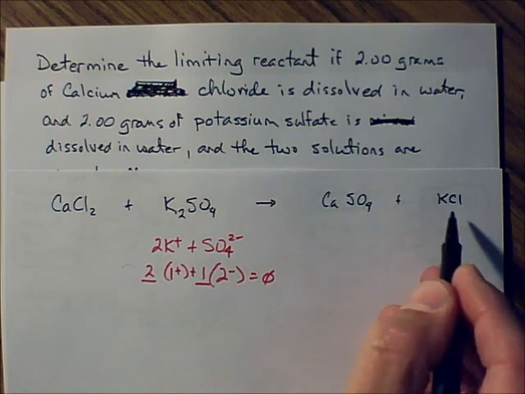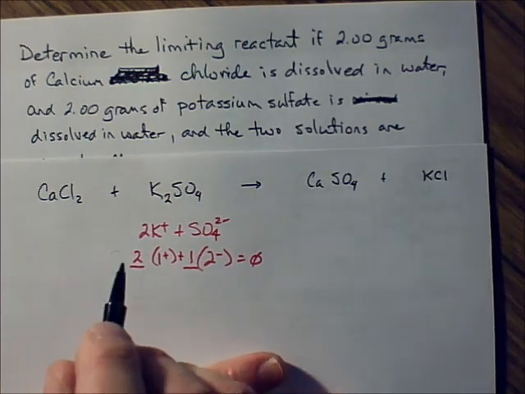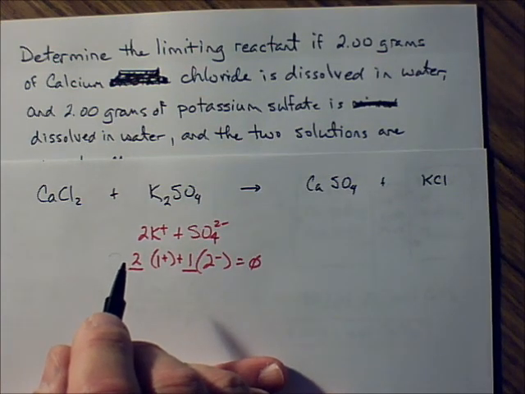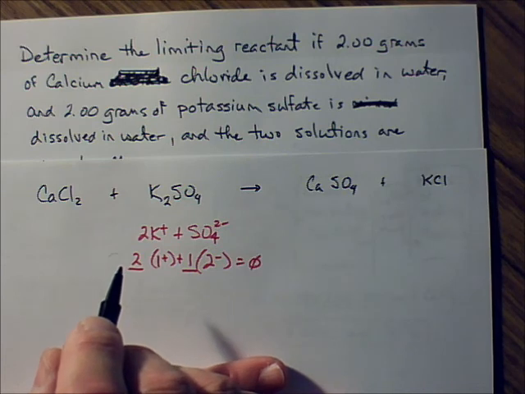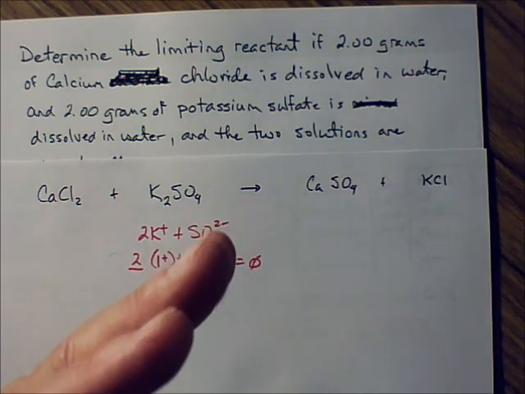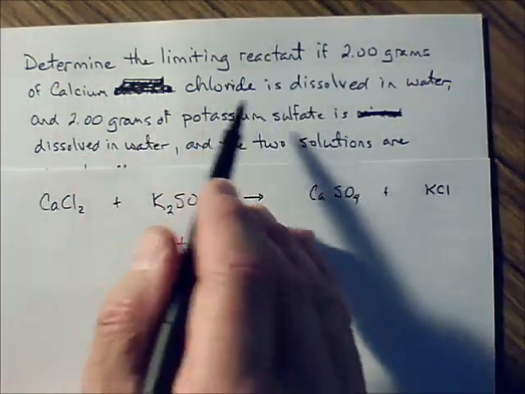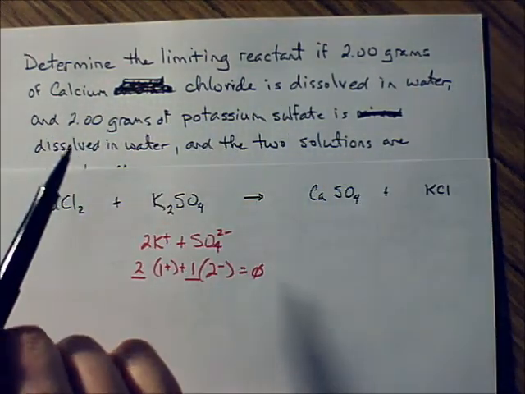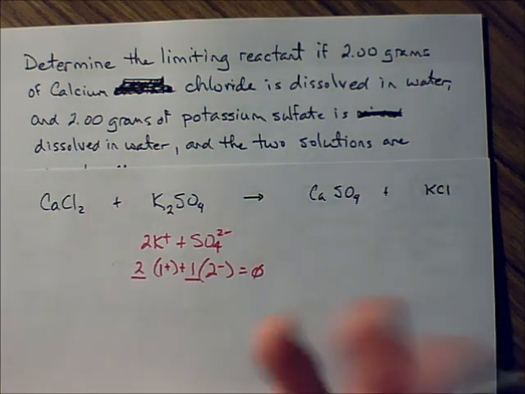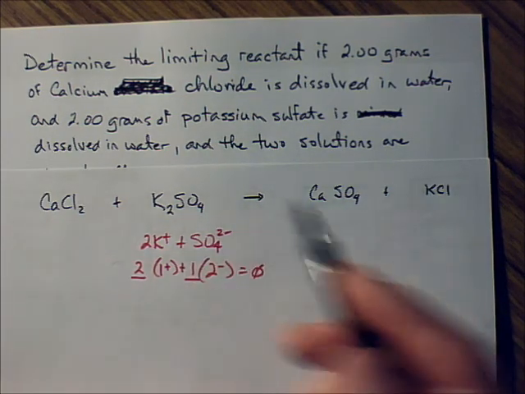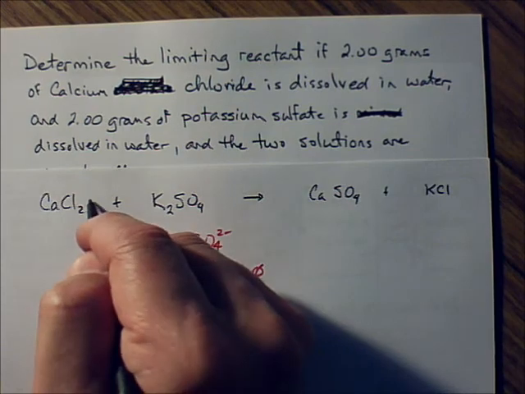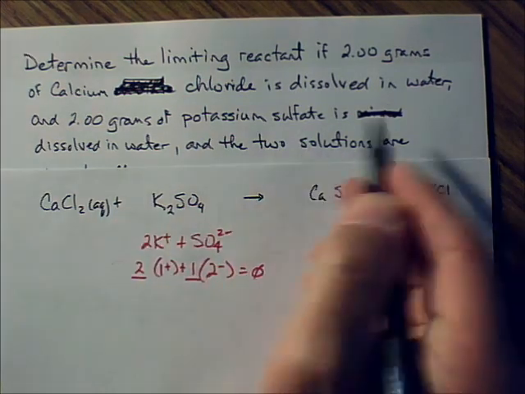Now I need to balance these formulas, but before I do that, I want to make sure I have a driving force for this reaction. Because if I don't have a driving force, we stop. Well, the first thing is, in the problem it says calcium chloride was dissolved in water. So do I need to look that up on the solubility rules? No, it already tells you it's dissolved. So I can say that's aqueous, because I said it was dissolved.